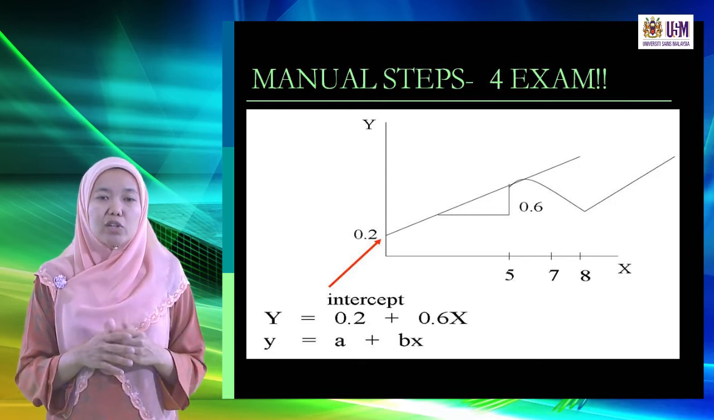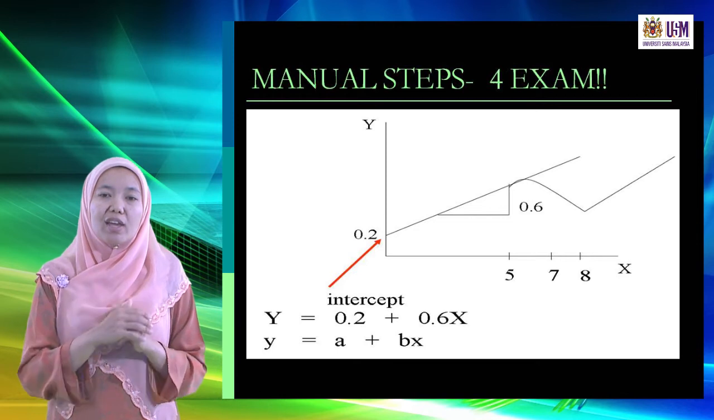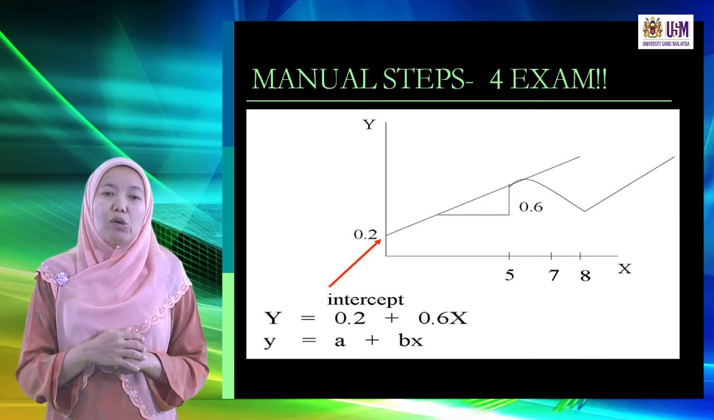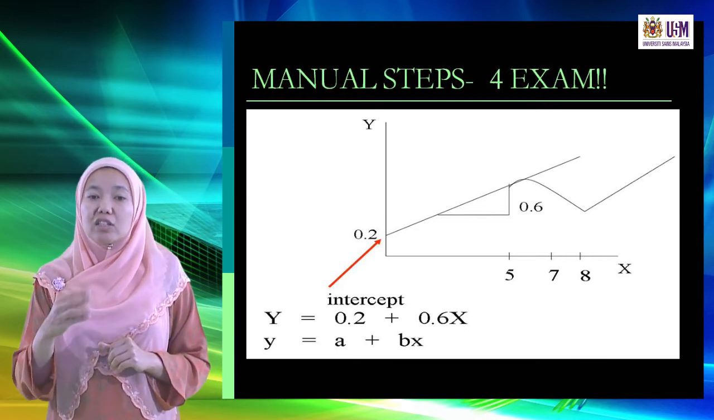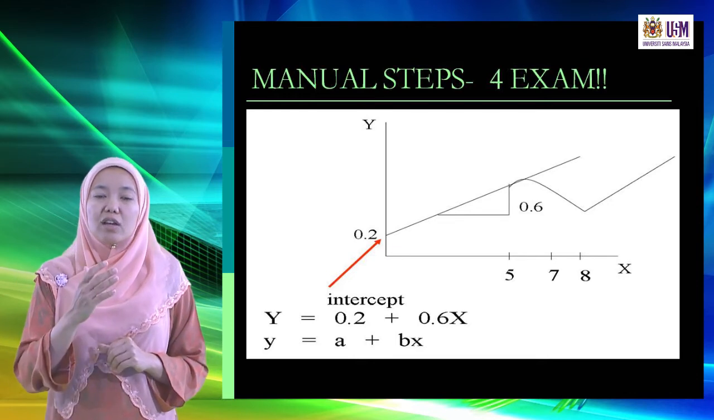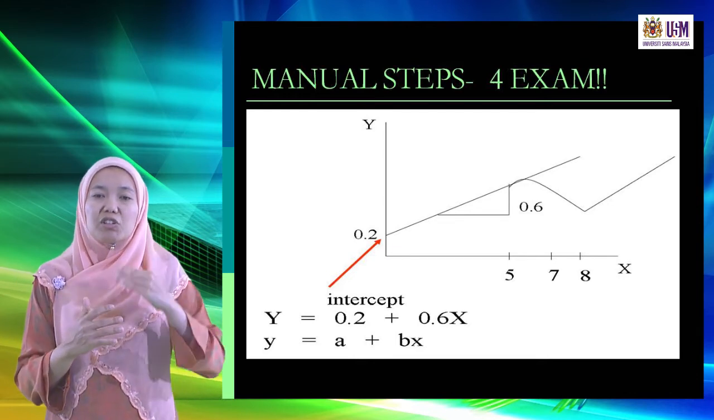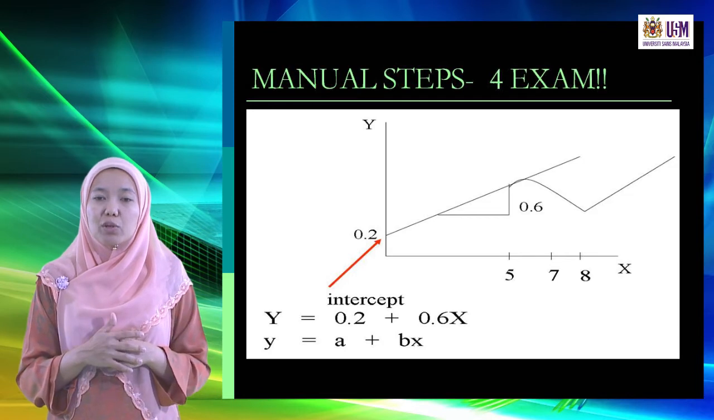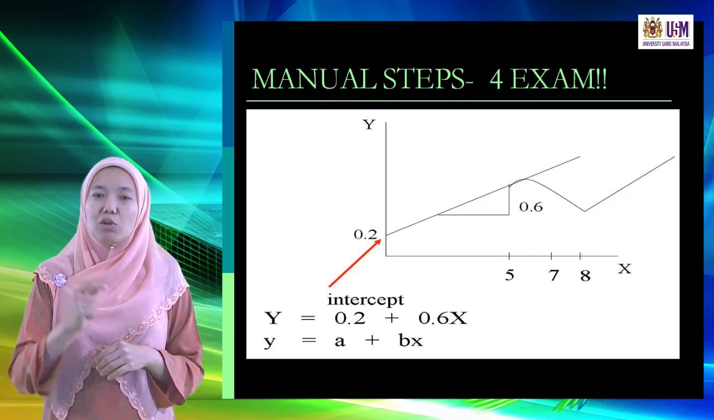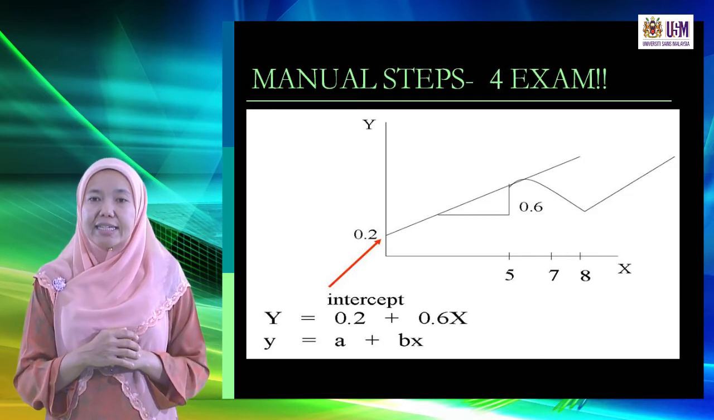So the intercept 0.2 is where your line cuts across your y axis, while 0.6 is positive. This tells you that your regression line should be an upward sloping line with a positive slope. The slope is given as 0.3.